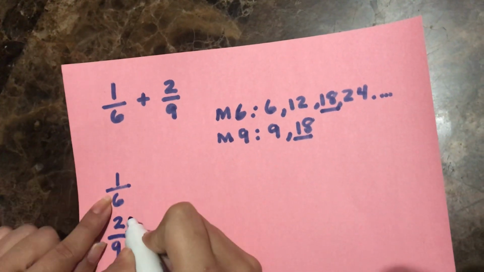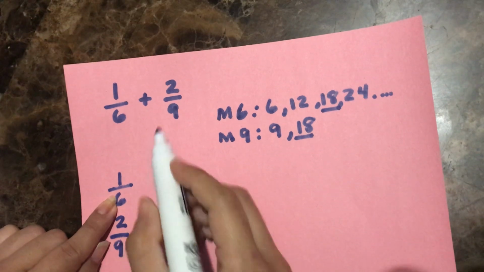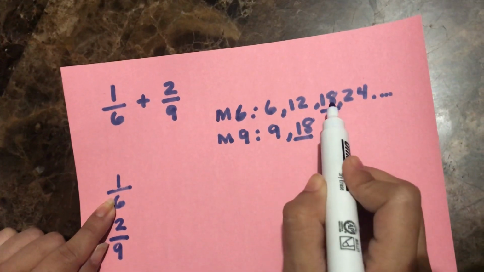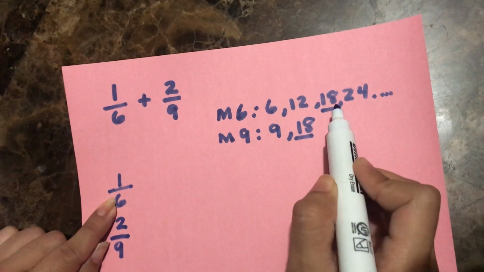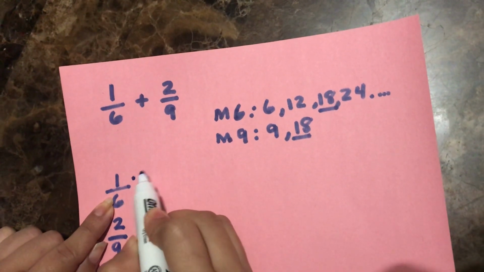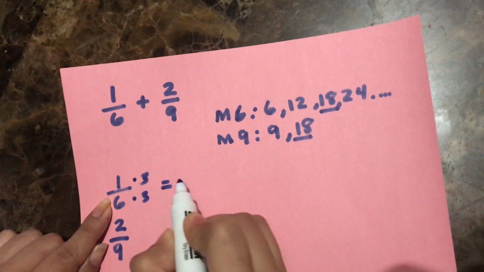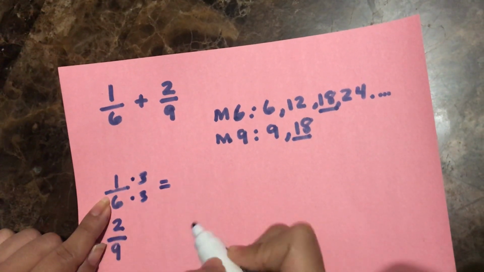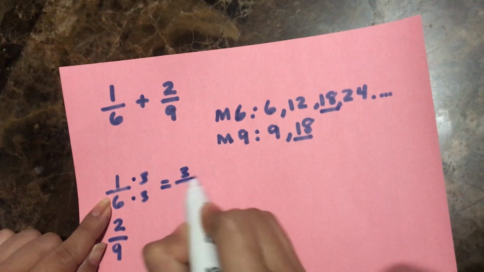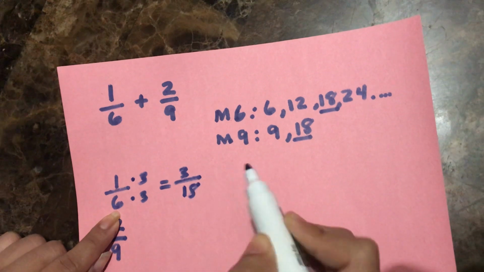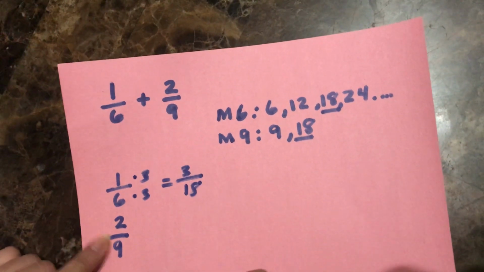So now we need to do 1 over 6, and then here we have 2 over 9. First we start with 1 over 6. The 6 went to 18, the least common multiple, so that means we multiply by 3. Whatever you do to the bottom, you do to the top. So what's 3 times 1? That is 3. And then 6 times 3 is 18. So that becomes 3 over 18.